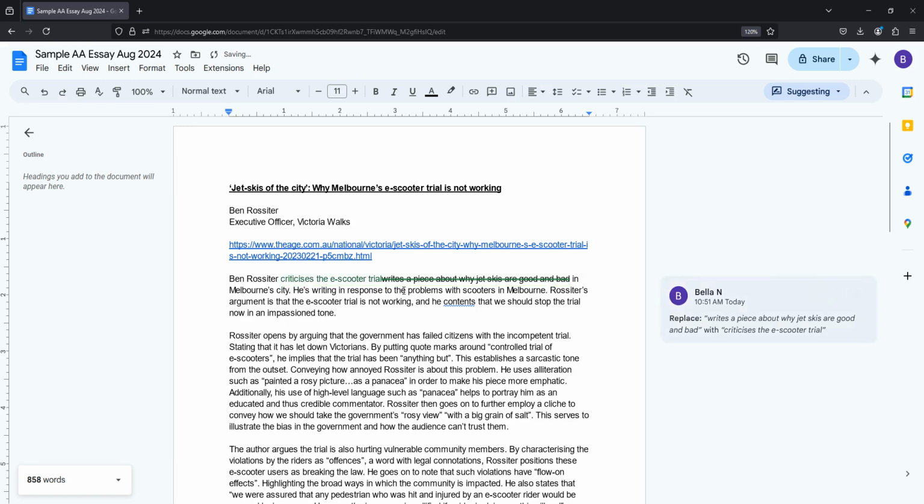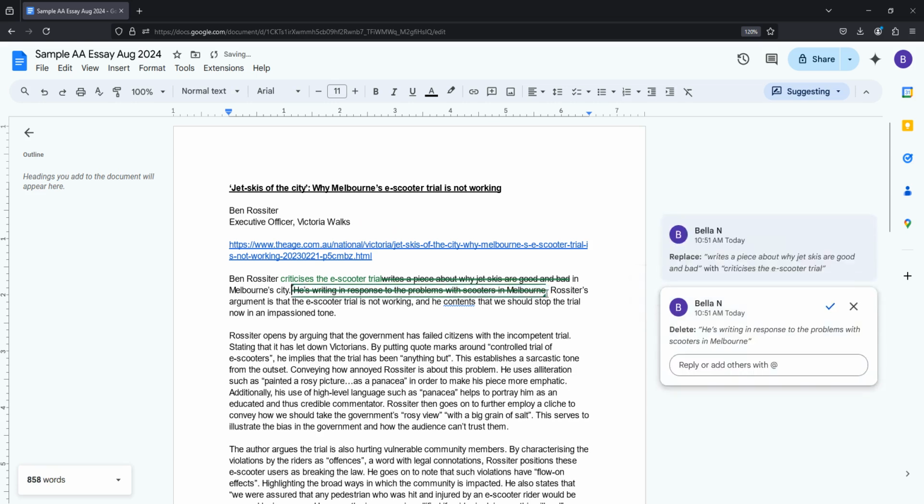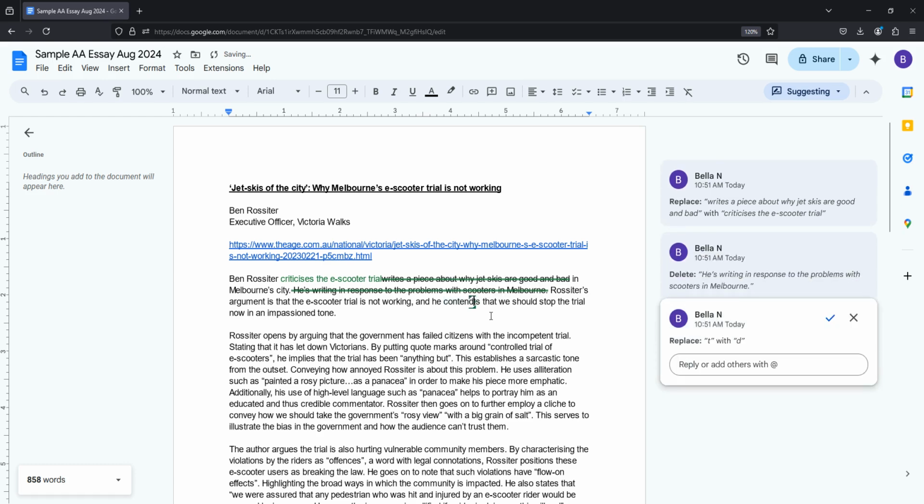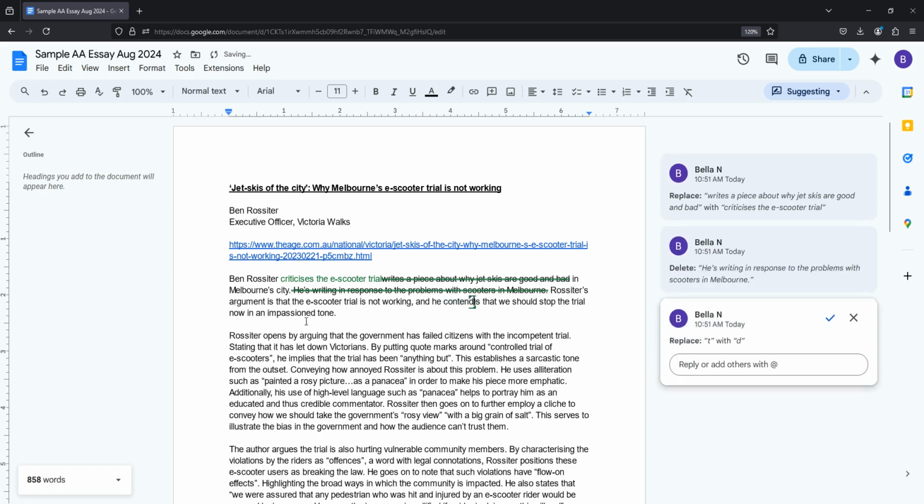He's writing in response to the problems with scooters in Melbourne. Again, doesn't flow particularly well and doesn't really add anything new to the first sentence, so I'd probably cut that. Rossiter's argument is that the e-scooter trial is not working, and he contends that we should stop the trial now in an impassioned tone. Flow here is not great. I would put tone a little bit above.